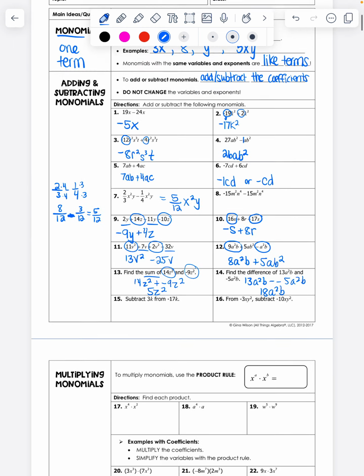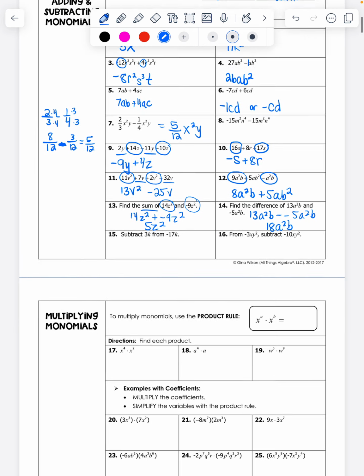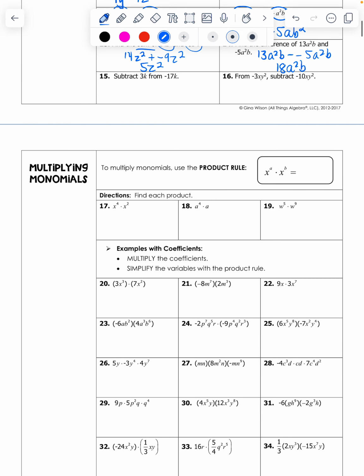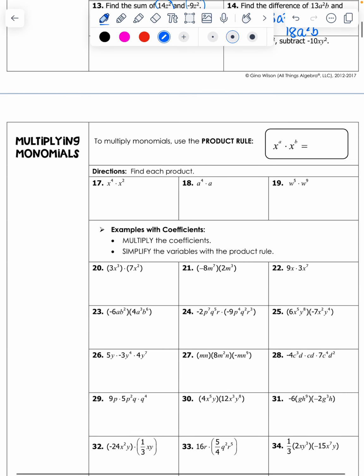So that is combining like terms, adding and subtracting, but we also have something new that we haven't really seen before, and it's when we are multiplying monomials. When we multiply monomials, we use a rule called the product rule. The product rule means that we are taking these exponential expressions and multiplying them, so we'll see a times symbol in between two of them.